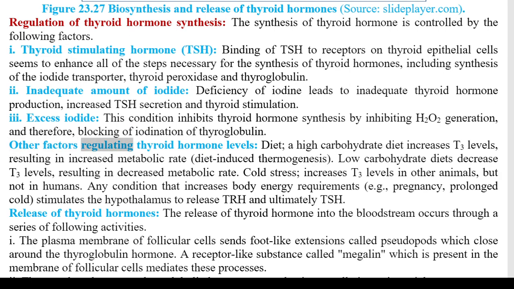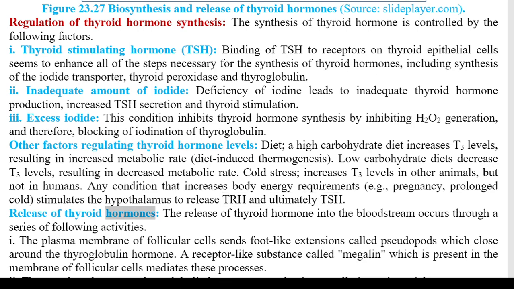Other factors regulating thyroid hormone levels. Diet: a high carbohydrate diet increases T3 levels, resulting in increased metabolic rate, diet-induced thermogenesis. Low carbohydrate diets decrease T3 levels, resulting in decreased metabolic rate. Cold stress increases T3 levels in other animals, but not in humans. Any condition that increases body energy requirements, for example pregnancy, prolonged cold, stimulates the hypothalamus to release TRH and ultimately TSH.